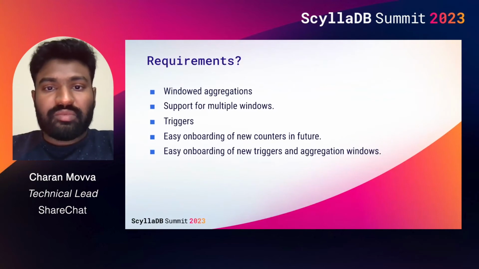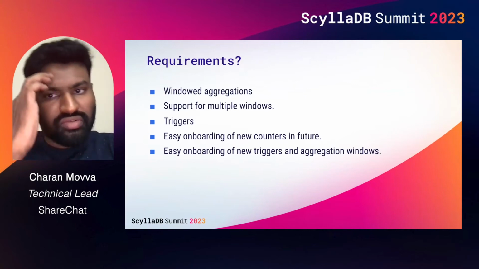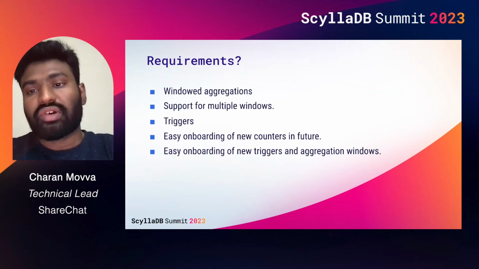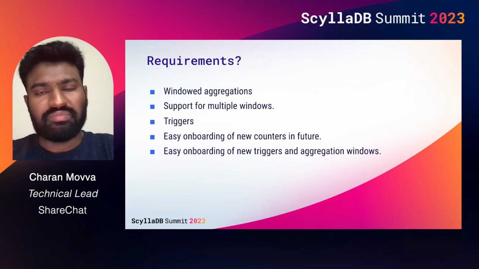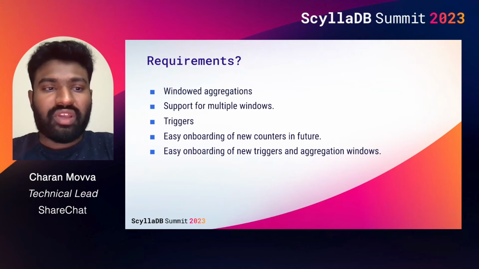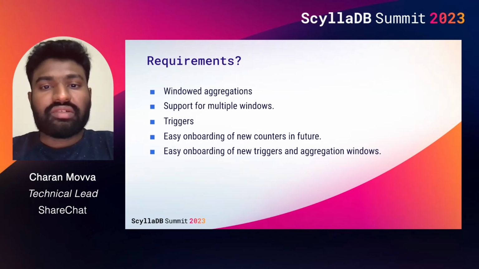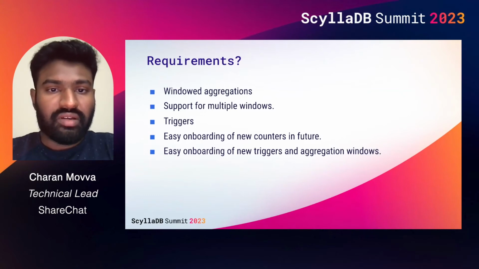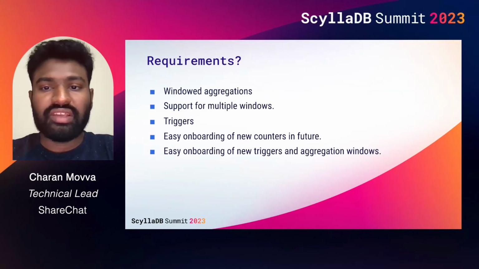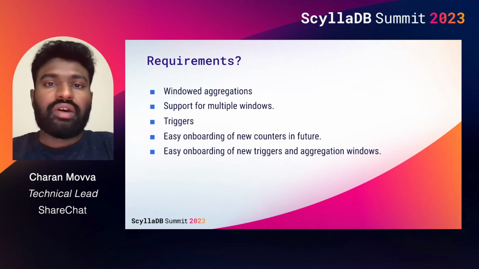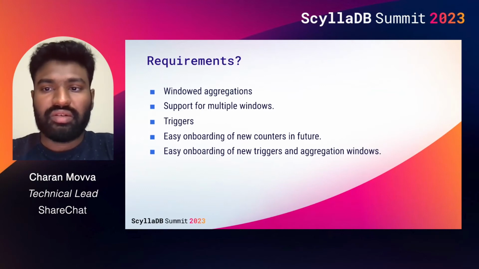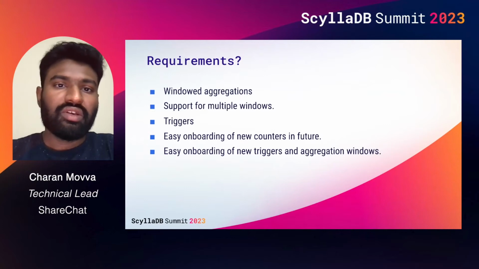And triggers, basically, as a product, we want to send notifications to the user whenever their post crosses a certain milestone, and this is for different engagement levels. And we want to solve that problem as part of these aggregations, given that we are essentially solving the problem around updating the counters. And the system should also support the easy onboarding of new counters, new triggers, and new windows at a counter level in the future.